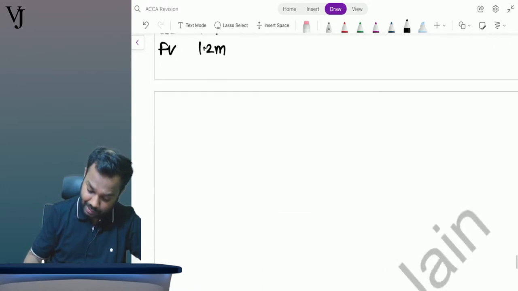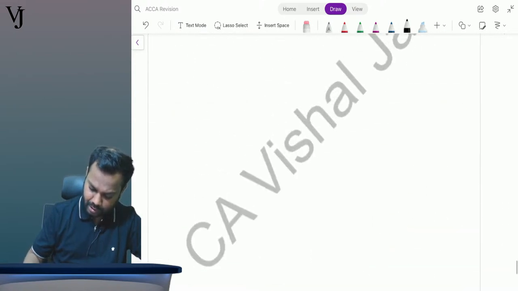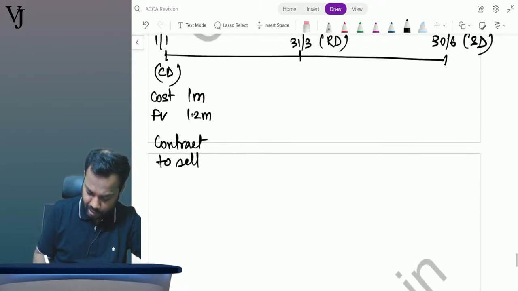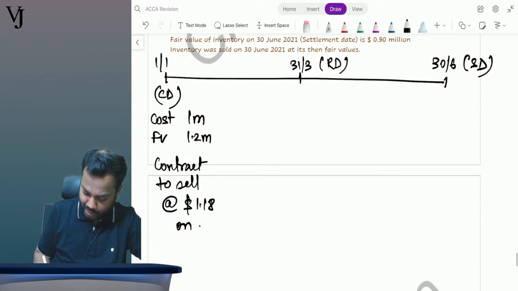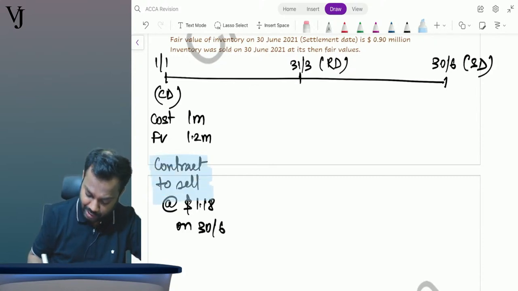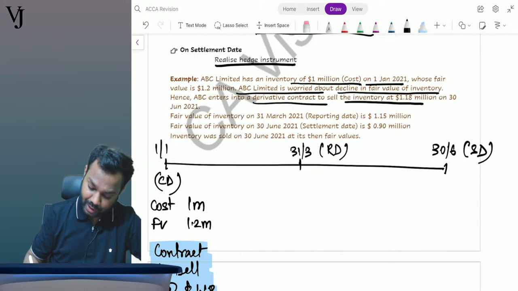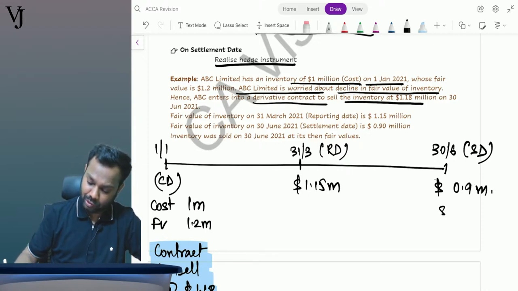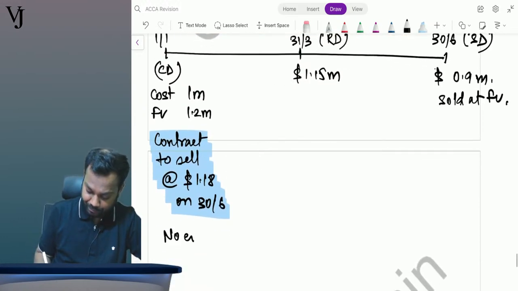Now, ABC Limited enters into a contract to sell at $1.18 million on 30th of June. This is the hedge instrument. I was having a risk in the decline in the fair value, so I entered into the hedge instrument. Now the question says that the fair value of the inventory on the reporting date is 1.15 million and the fair value of the inventory on the settlement date is $0.9 million. It was sold at fair value. Now tell me, on the contract date, will I pass any entry? No entry.